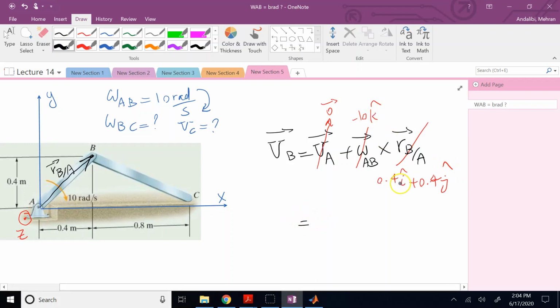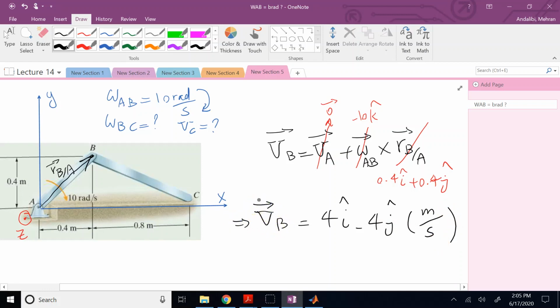You get K cross I, and you know K cross I is positive J, but there is a negative here. So it's going to be negative 10 times 0.4, which is 4. So negative 4J, and then K cross J is negative I, but you have a negative, so it's going to be positive. So you're going to get 4I minus 4J. Units, meters per second. This is V of B.